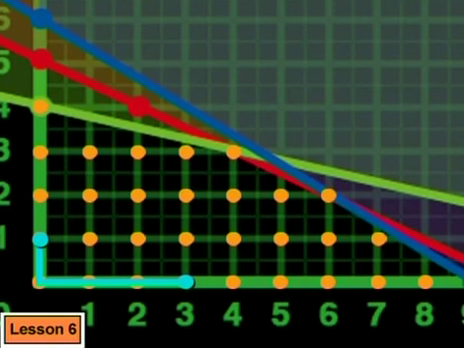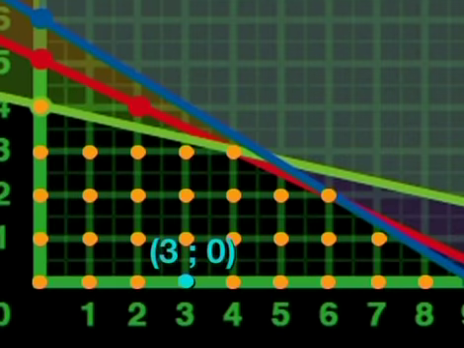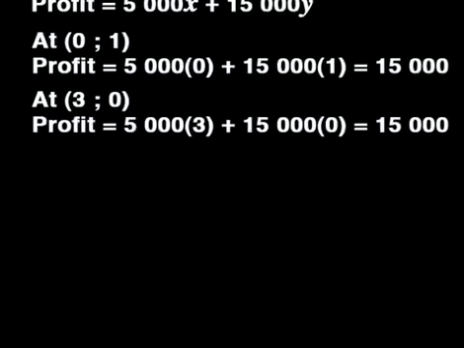This line goes through 2 possible solutions in the feasible region. This solution at 0, 1 would have a profit of 15,000 Rand. This solution at 3, 0 would have the same profit value of 15,000 Rand.